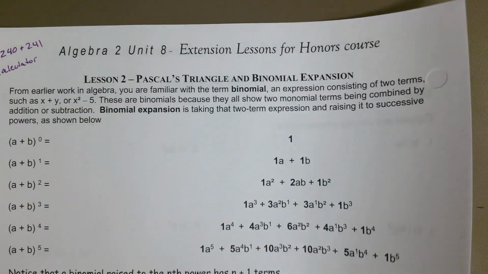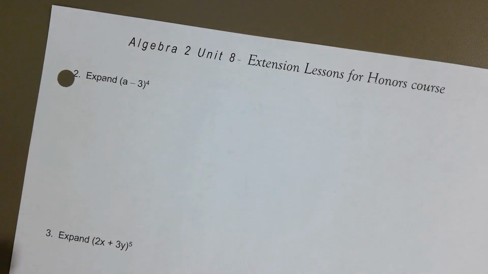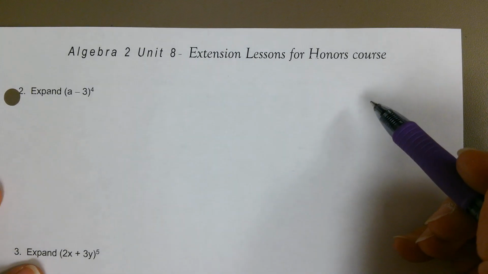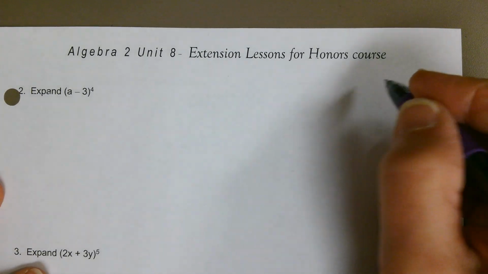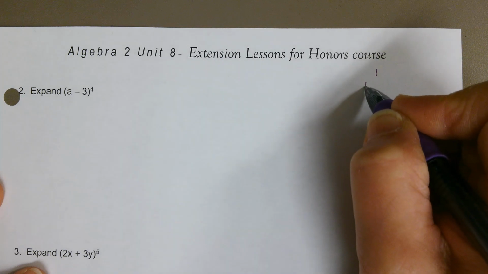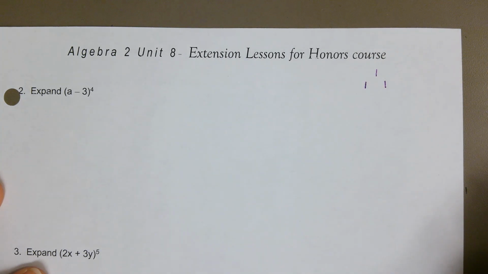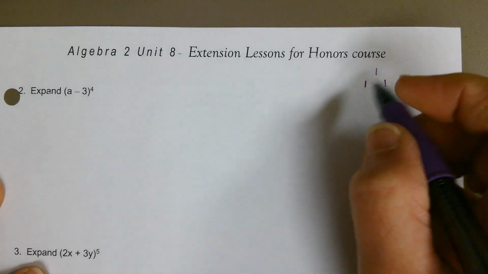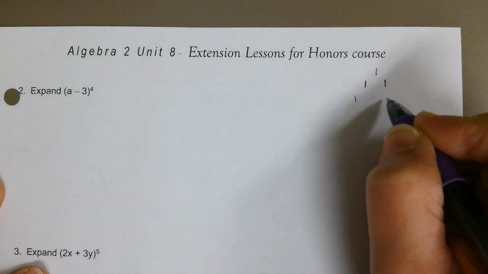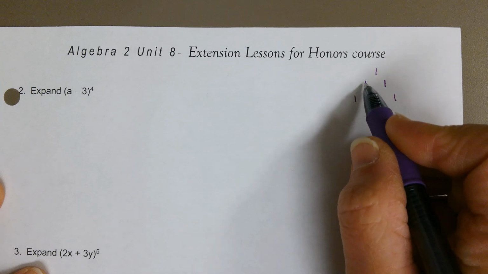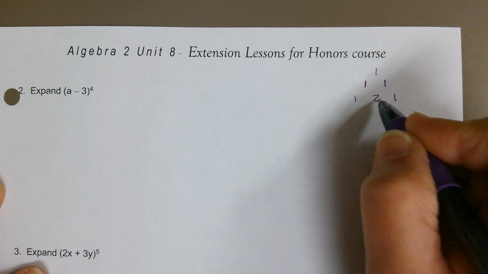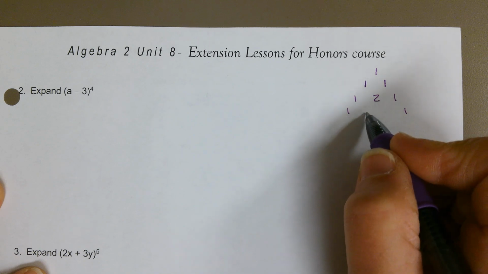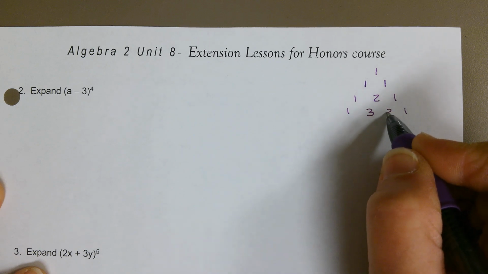More practice on the next page. In the upper right hand corner, let's start Pascal's triangle again. So we start with three ones in the form of a triangle. Bring down the ones to the outside. Add 1 plus 1 is 2. Bring down the ones to the outside. 1 plus 2 is 3. 2 plus 1 is 3.